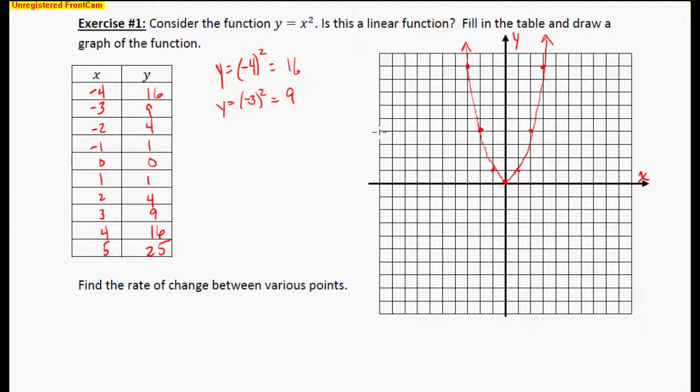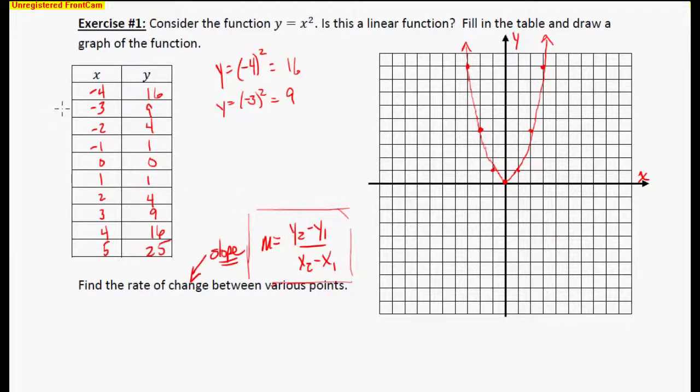Just plugging in the numbers and getting a matching y for that x, or input and output, like we've been talking. All right, but it says find the rate of change. Now the rate of change, we've said for a while now, is really the same thing as your slope. So I'm going to use my slope equation to find the slope between various points.